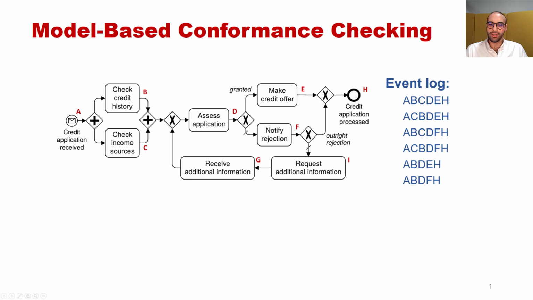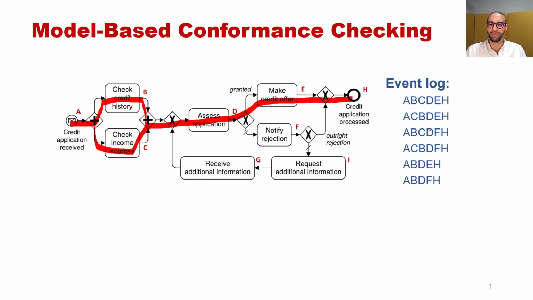Let's start by checking these event traces inside the event log. Let's start checking the traces or cases inside the event log and compare them with the process model that we have. The first trace is A, B, C, D, E, H. So A, B, C, D, E, H. The second one is A, C, B, D, E, H.